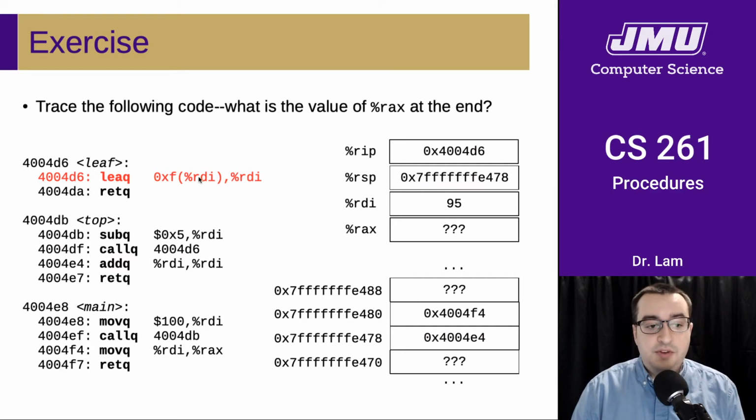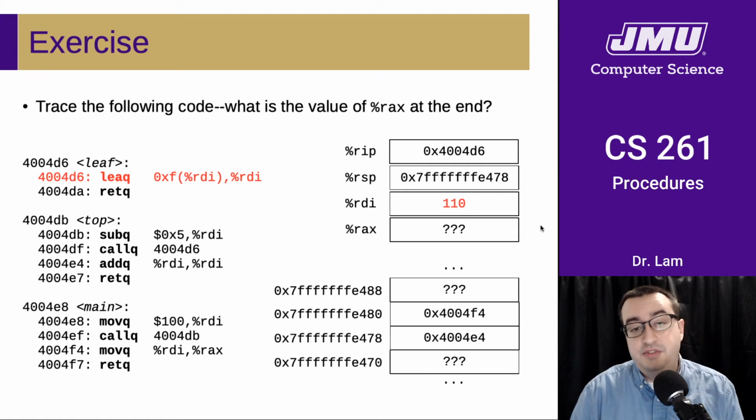So in the leaf function, we are going to do a load effective address, which again, remember, doesn't actually access any memory. It just does an effective address calculation. And here it's just really a fancy way of adding 15 to RDI. So we take the value of RDI, we add 15 to it, and we store the result back in RDI. So that's just going to increment RDI by 15. So now it's 110.